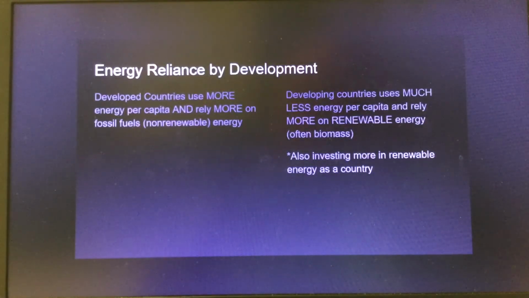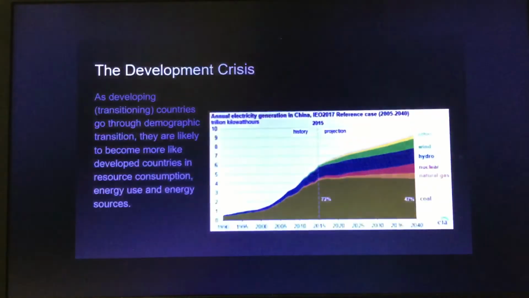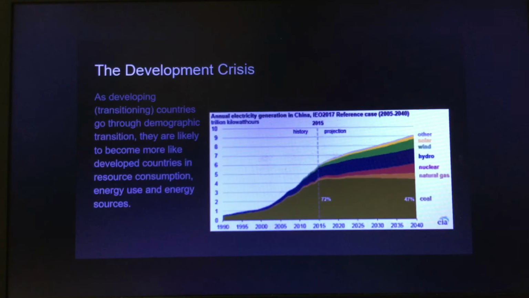So developed countries use more energy per capita, per person, and rely more on fossil fuels or non-renewable energy, whereas developing countries use much less energy per person and rely more on renewable energy sources, often biomass. They are also investing more in renewable energy, like solar energy, wind energy, water energy as a country. When we look at those global trends, they're spending more money as a country developing those energy sources in a least developed country.